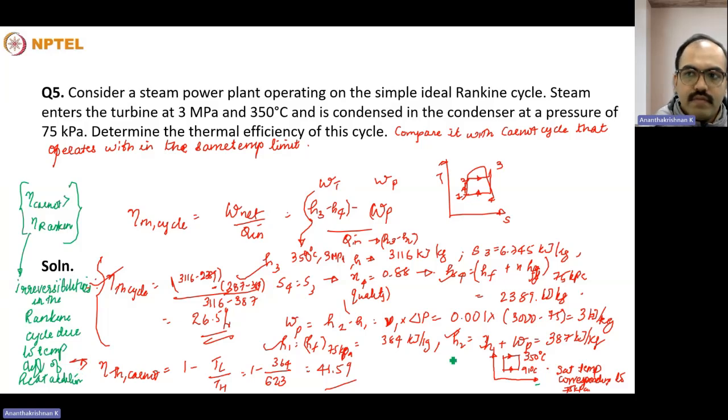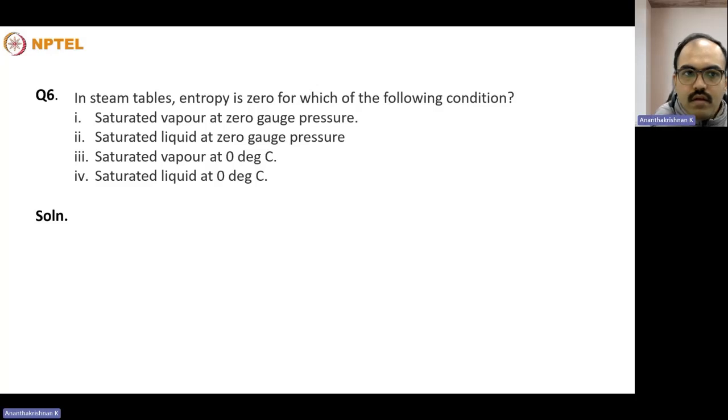So basically that is the difference. This whole exercise was to show that the Carnot cycle efficiency is greater than the Rankine cycle efficiency due to this irreversibility associated with the Rankine cycle. Now we move to a few multiple choice questions. Look into the problem. Question number 6.